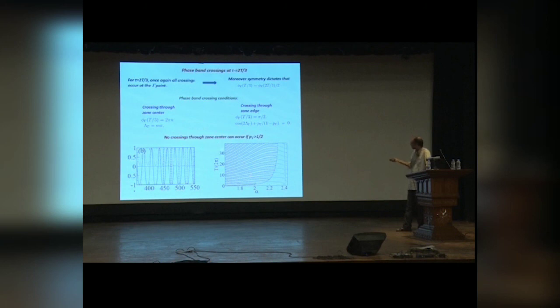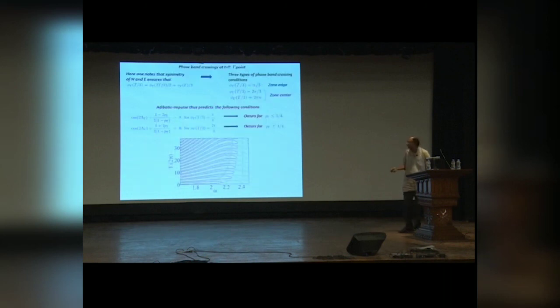If I now plot this numerically in the alpha-T plane, these red crossings are the ones where the crossing is through the zone edge, and these red points exactly terminate at the line p_γ equal to half, stating that beyond p_γ equal to half you really do not have any crossing, which also agrees with the adiabatic impulse approximation. We can do similar things at t equal to capital T, and the adiabatic impulse approximation tells you that there are bounds on the value of p_γ, and those bounds are very well satisfied in this numerical plot.